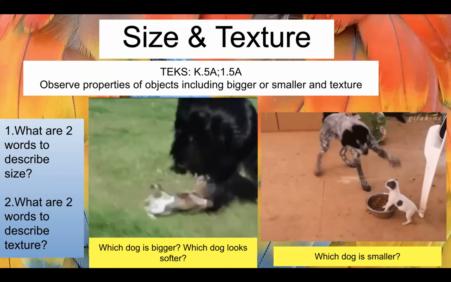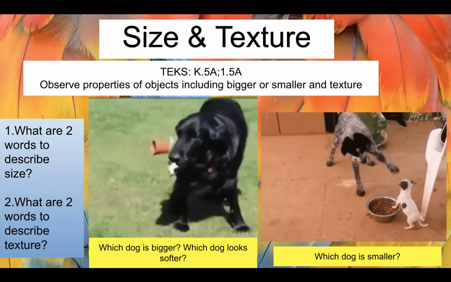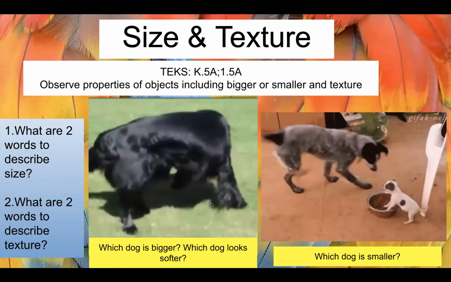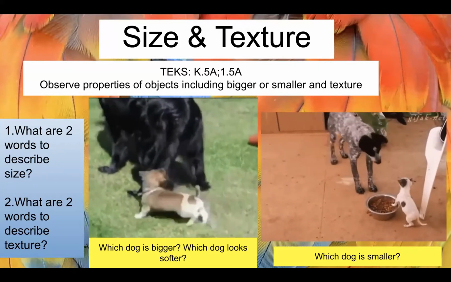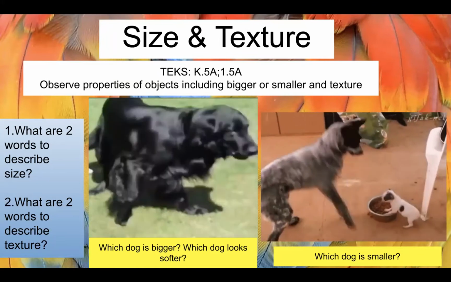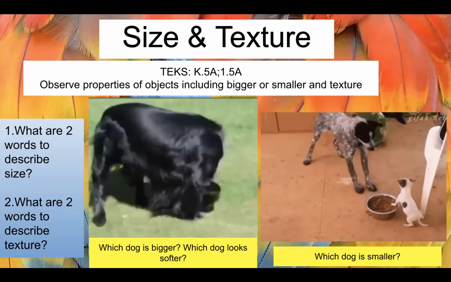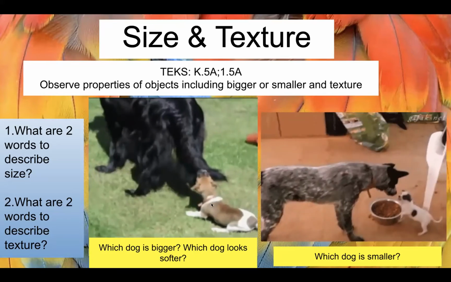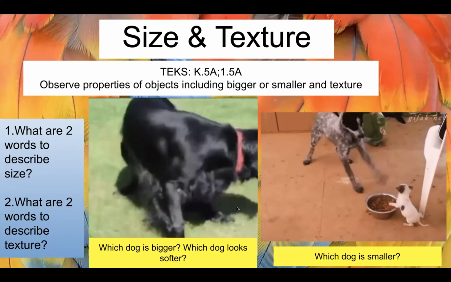So before we begin, let's look at a couple little video clips. The first is of a black dog and a brown dog. So which dog is bigger and which dog is softer? So we're talking about size and texture. Hopefully you guys said that the bigger dog is the black dog, and he also looks like he's probably going to be the softer one because he has longer fur. And the smaller dog would be that little brown dog who's chasing his tail.